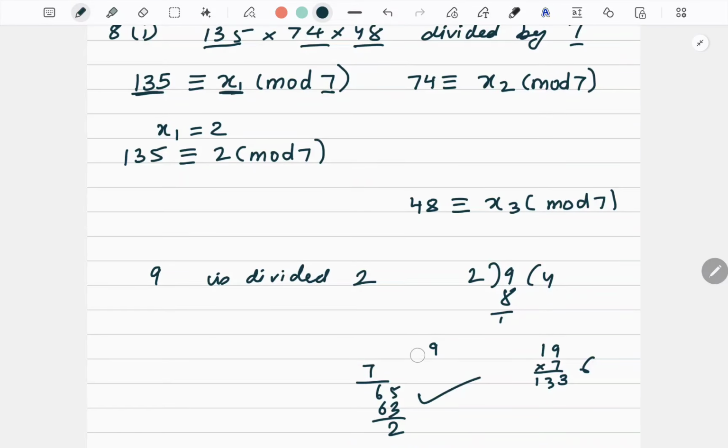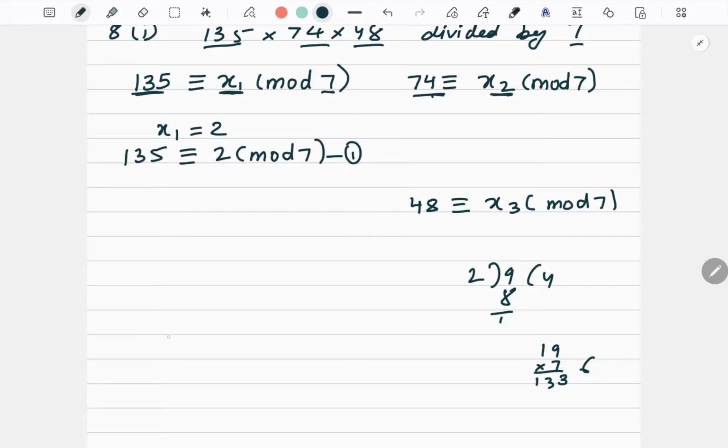So now, the first part I explained how I got. Now come to the second part. This is my equation number 1. Now I need the remainder when 74 is divided by 7. So same thing you do. 74 divided by 7. 7 ones are 7. 0, 4 came down. Right?